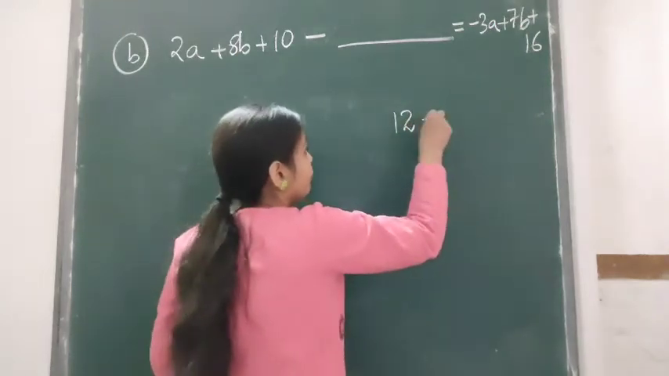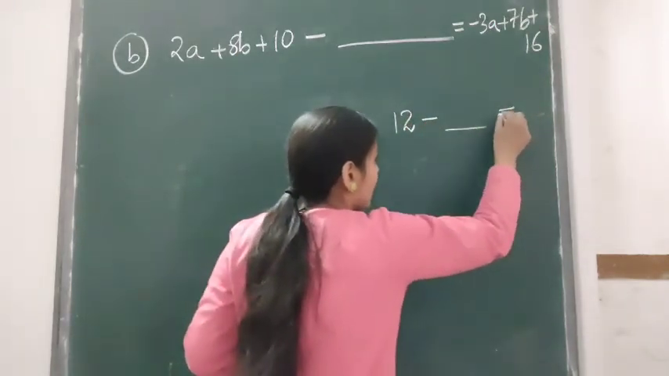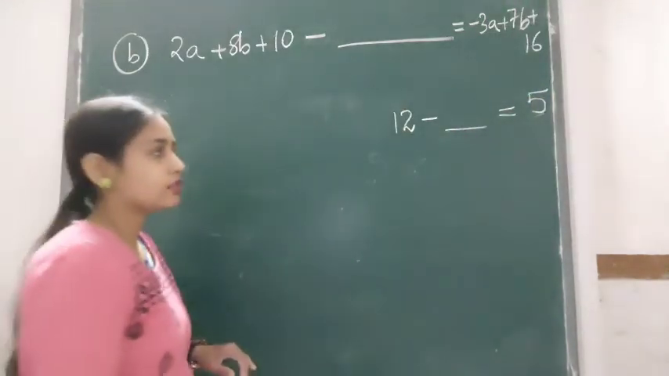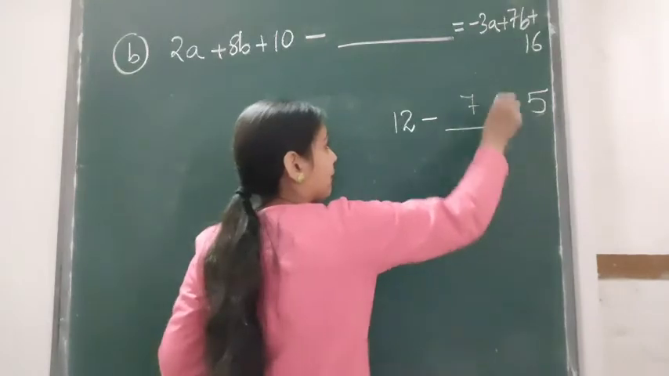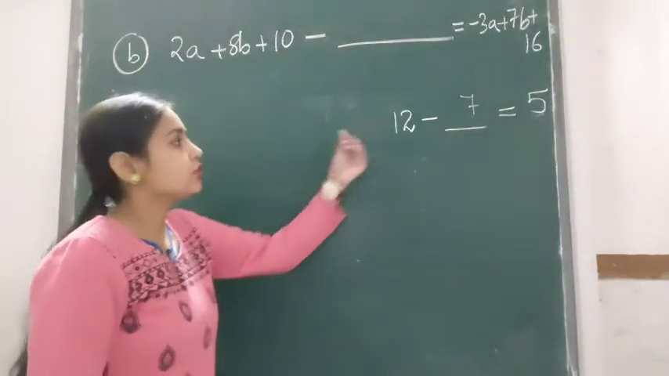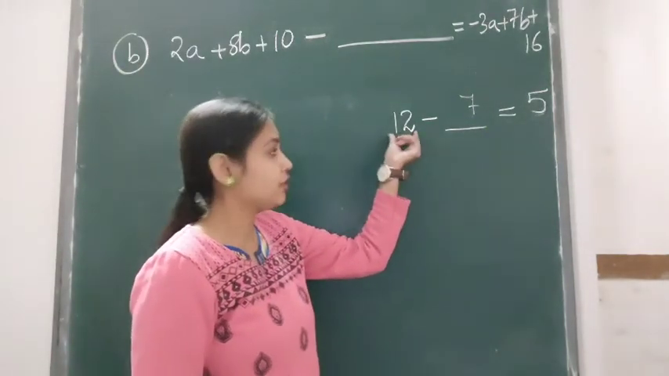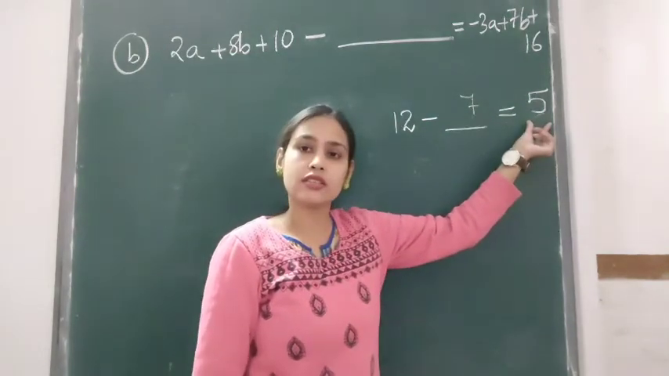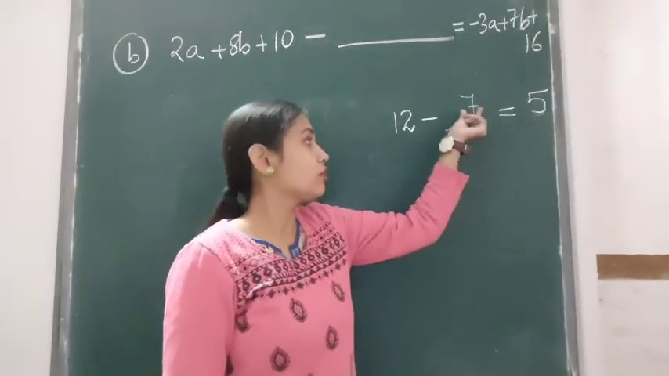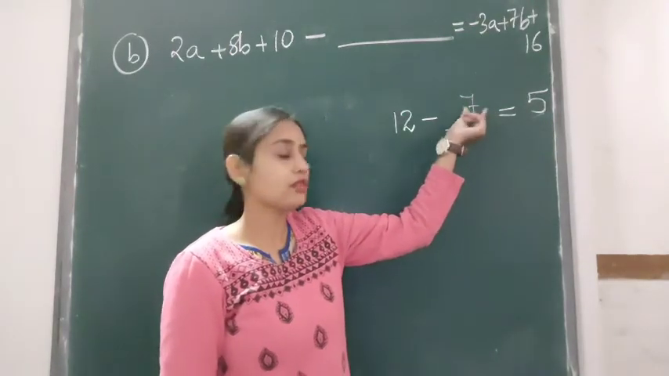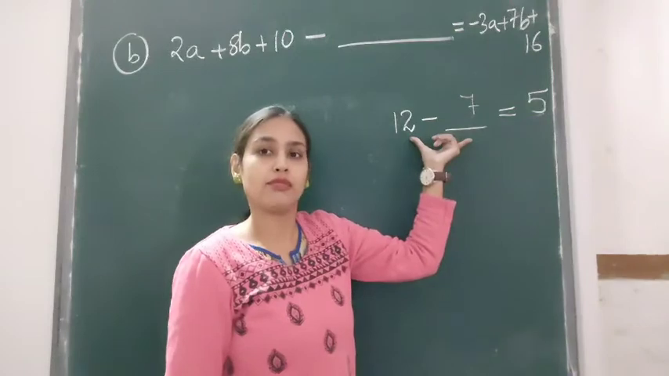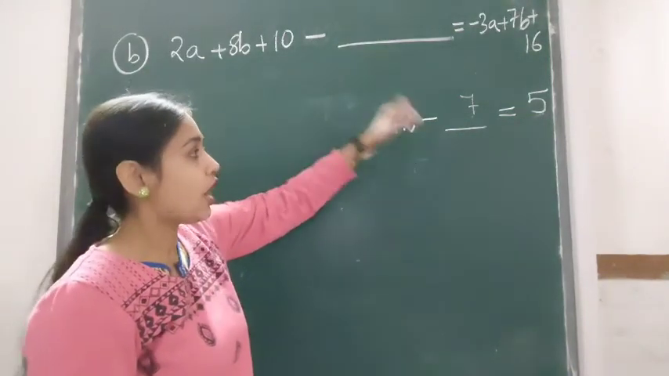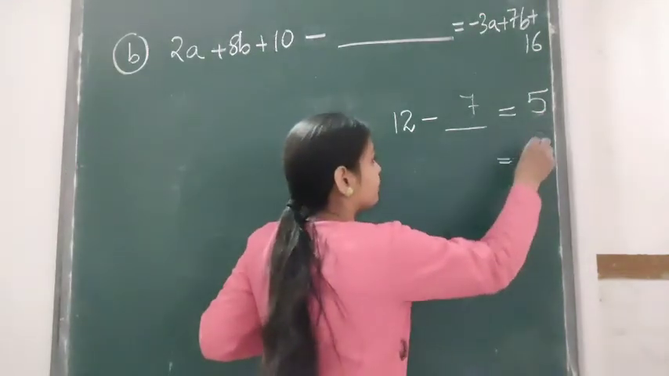From 12, what should you subtract so that you get 5? What should you subtract? Again 7. From the total chocolates, if you remove the chocolates given by your friend, you will get the chocolates given by your mother. So that means 7 is your answer. It's very easy when the numbers are smaller, but when the numbers are like this, it becomes difficult. So how to get 7 as your answer?